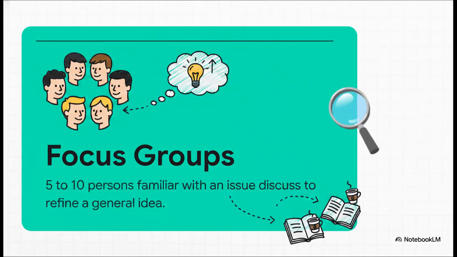Now, once a general idea exists, you might need an expert opinion, or at the very least, the opinion of people who are highly familiar with the issue. That's exactly where focus groups come in. You gather 5 to 10 people, like for example, asking frequent book buyers what specific changes they want in a bookstore coffee shop, and use that group discussion to throw light on the issue and refine your broad idea into a really viable business proposition.